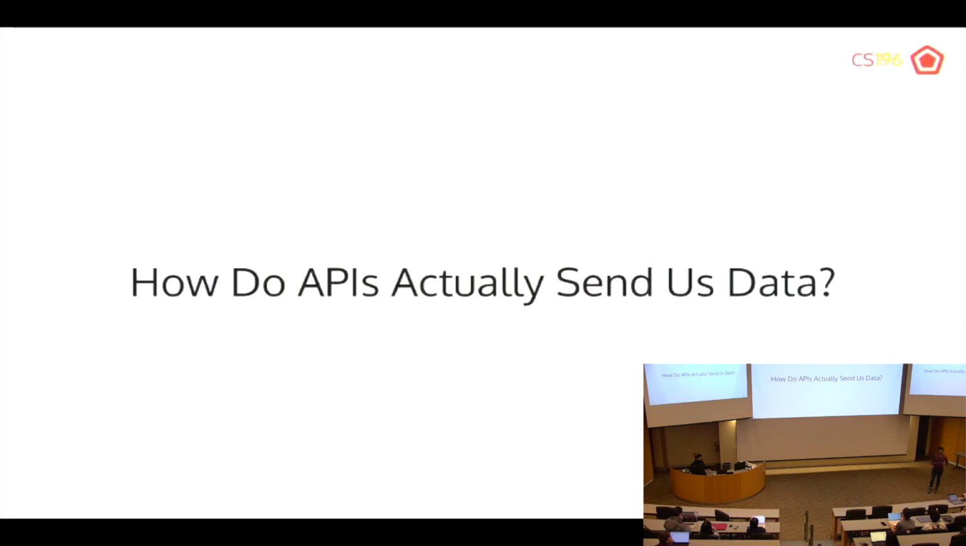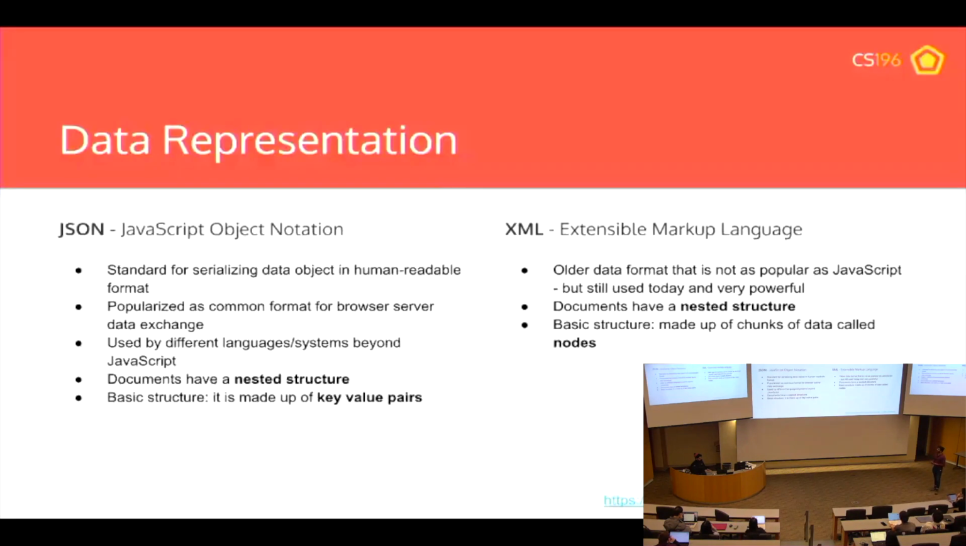But how do APIs actually send us the data that we want? Well, there's two very popular formats for moving data around. Firstly, we have JSON, which is JavaScript Object Notation, and XML, Extensible Markup Language. So we're going to focus on JSON just because it's very popular now. So JSON is the standard for serializing data objects in a human readable format. JSON can be read very easily by humans and computers because of the way it's formatted, and you'll see that when we get onto it.